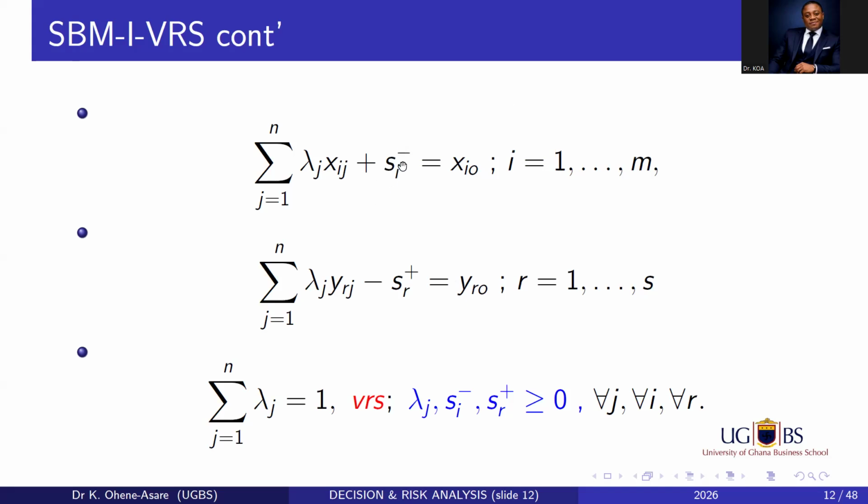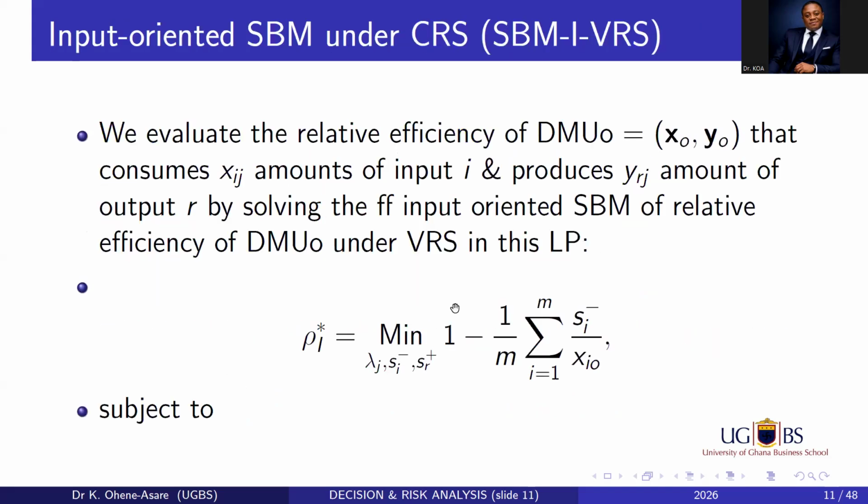Plus the slacks equals the input of the DMU under evaluation. Remember, you have plus the input slacks and then minus the output slacks. And then this left here is the convexity constraint, whereas this blue one is a non-negativity constraint. Once you get this done, you have formulated input-oriented efficiency. The most important thing, guys, is this one here.